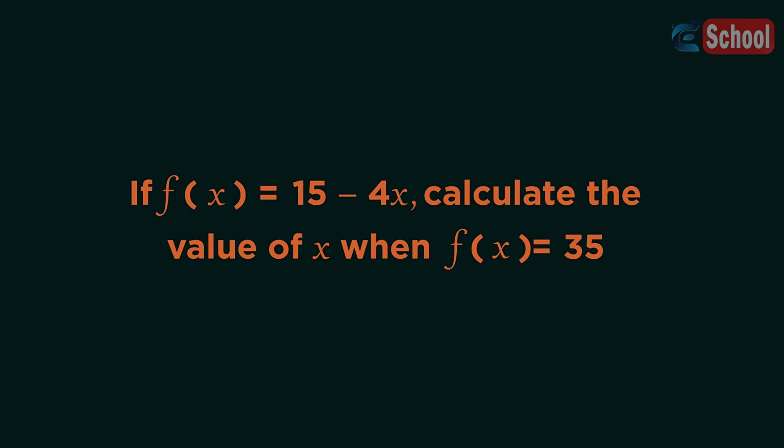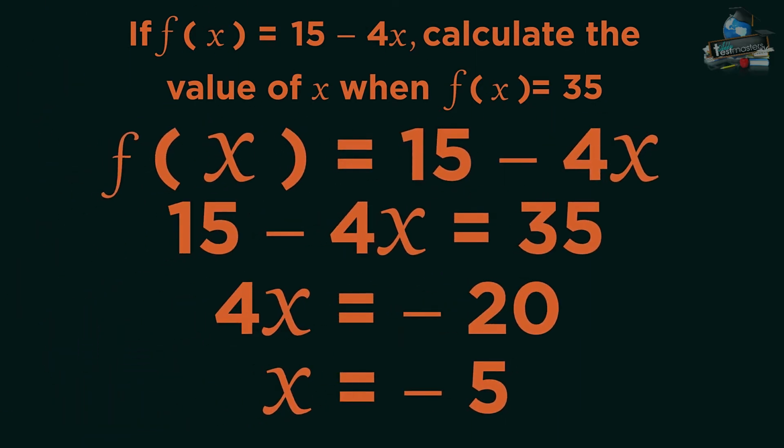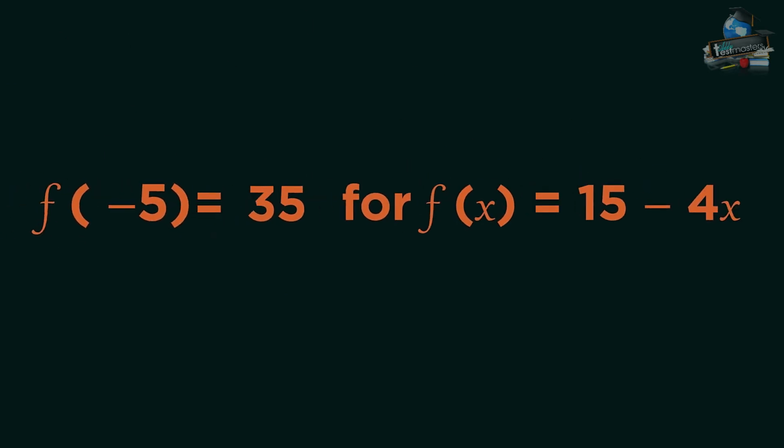What about this question? It's slightly different. This time we're not being asked to substitute in a value of x, but instead are being told the function equals 35, so the output is 35. It wants us to find x, to find the input. Pause the video, solve for x, and click play when you're ready. Did you get x equals negative 5? So an input of negative 5 will give an output of 35.